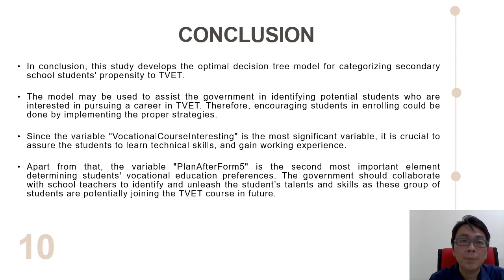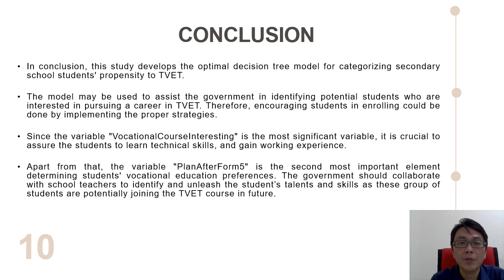In short, the purpose of this study is to develop an optimal decision tree model for categorizing secondary school students' tendency in joining TVET. The model can also assist the government to identify the potential students who are interested in pursuing a career in TVET. Therefore, encouraging students to enroll could be done by implementing proper strategies.